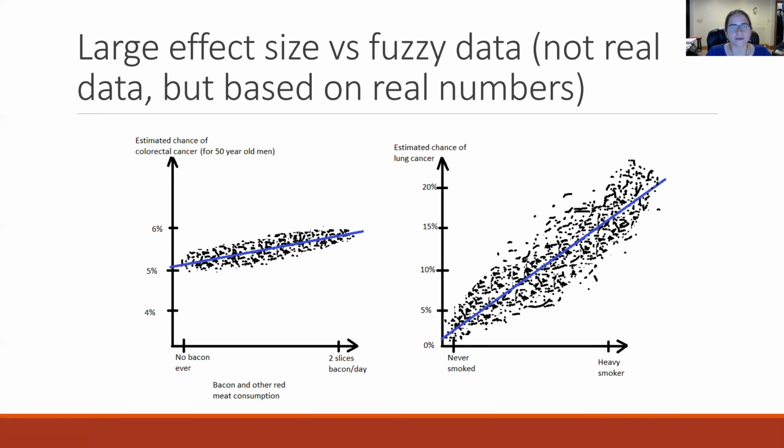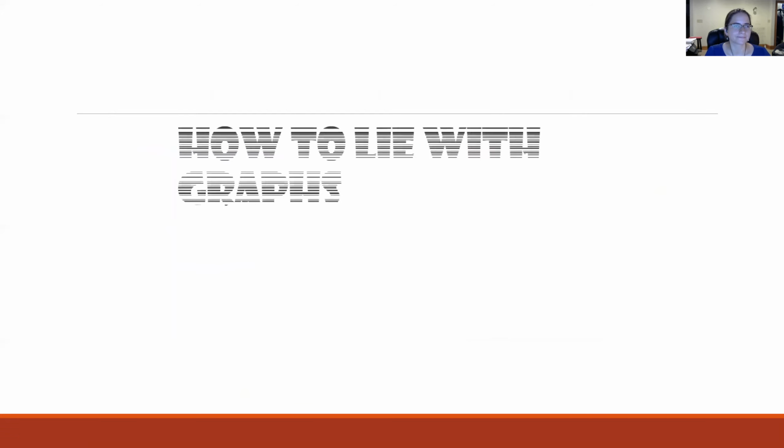On the right-hand side, you have the estimated chance of lung cancer, and this is both statistically significant and incredibly meaningful. Me, a woman, I have a 0.4% chance of getting lung cancer, having never smoked in my life. If I became a heavy smoker, I have pretty close to a 20% chance of getting lung cancer over the course of my lifetime. I'm going to avoid that one.